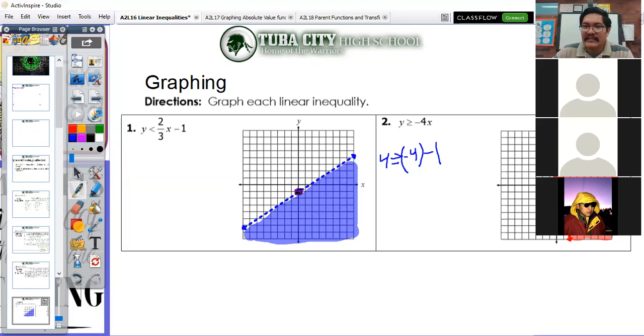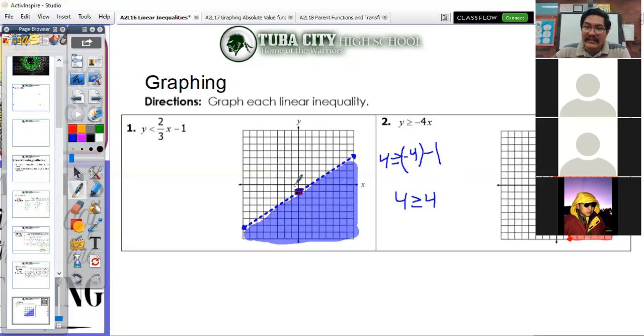And you don't need to do this every single time, but I'm just showing you that if you pick an area right on the line and you plug that point in using its x and y coordinates, you will get a true statement. In this case, negative times negative is positive, and 4 is equal to 4. So it makes it true when it's 4 is less than, or in this case, greater than or equal to 4. So that's a true statement.